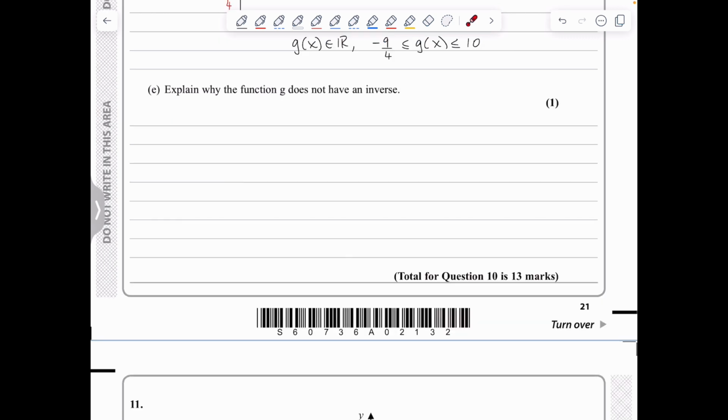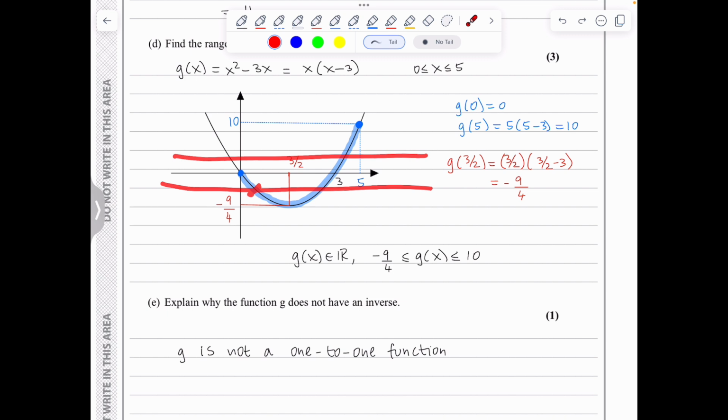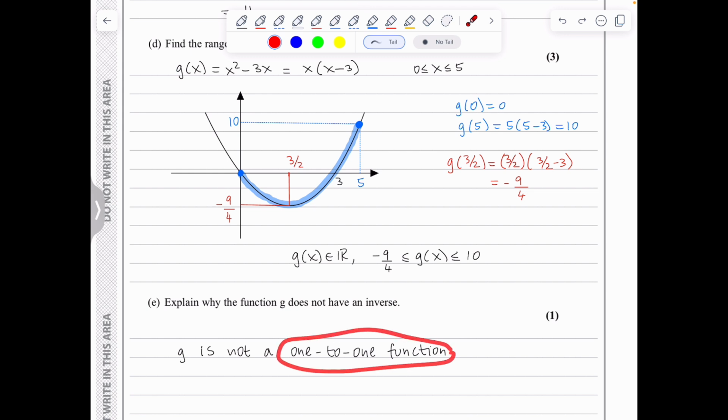In part D, we need to explain why the function g does not have an inverse, and the answer is simply because g is not one-to-one. If you go back to the graph of g(x), you can see that it fails the horizontal line test because there are places where we cut at two places, and therefore it is not one-to-one. The only functions that do have an inverse are the one-to-one functions, and therefore g does not have an inverse.